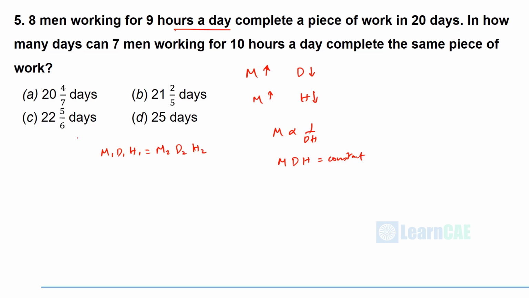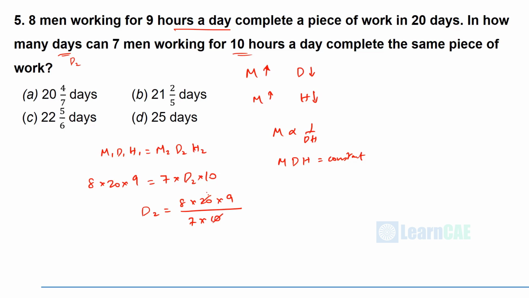So we shall directly substitute the values. In the first case it is 8 men doing the work in 20 days, 20 into 9 hours, which is equal to 7 men. They are asking how many days, so they are asking D2. So we shall write D2 into 10, they are working 10 hours a day. So D2 will be equal to 8 into 20 into 9 divided by 7 into 10.